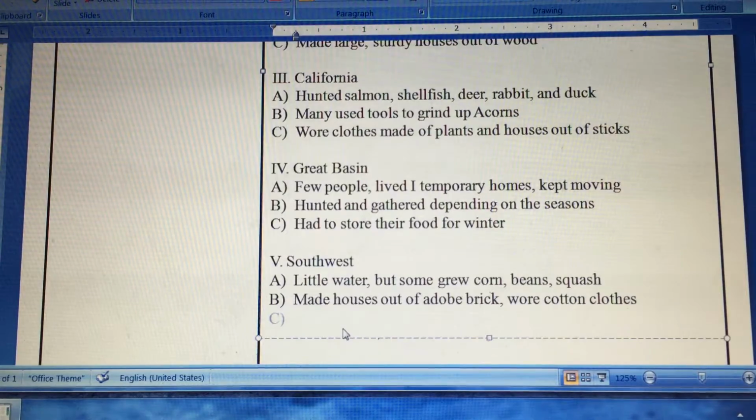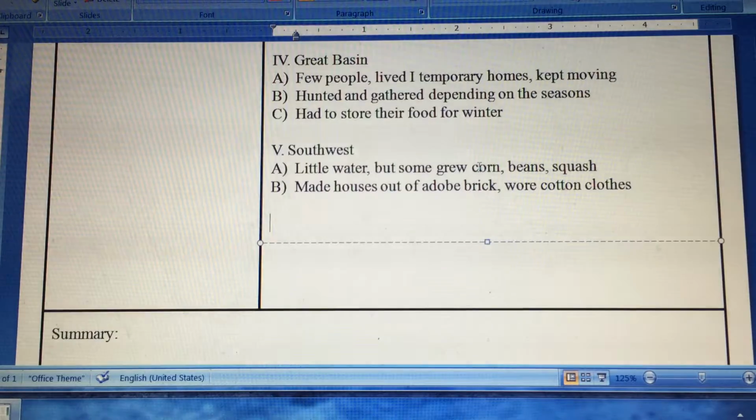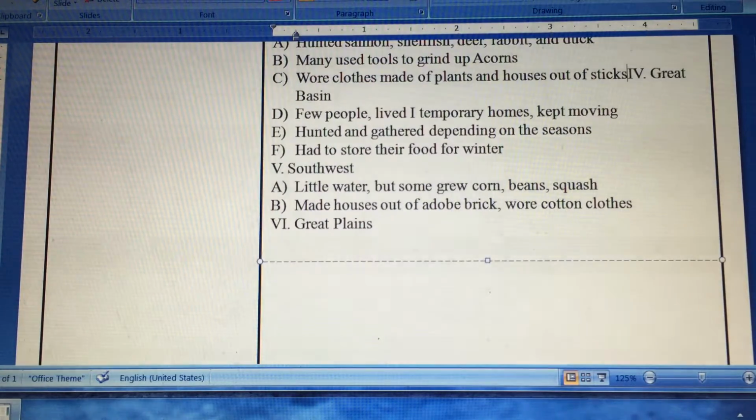That's going to be it for the Southwest. I promise you, we're not going to do too many more. So 6, Great Plains. I'm guessing that by now you've probably run out of space on the front page, so you can always use the back page. Oops. I'm just going to tighten mine up so that I will have enough space.